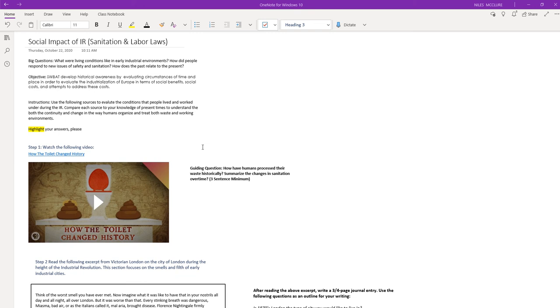Today we're going to cover the social impact of the Industrial Revolution. We're looking at sanitation and labor laws specifically. Okay, so the big question that we're trying to answer today as we're going through all of the different sources and materials that we're going to be accessing: what were living conditions like during early industrial environments? And more importantly, how did people respond to new issues of safety and sanitation?